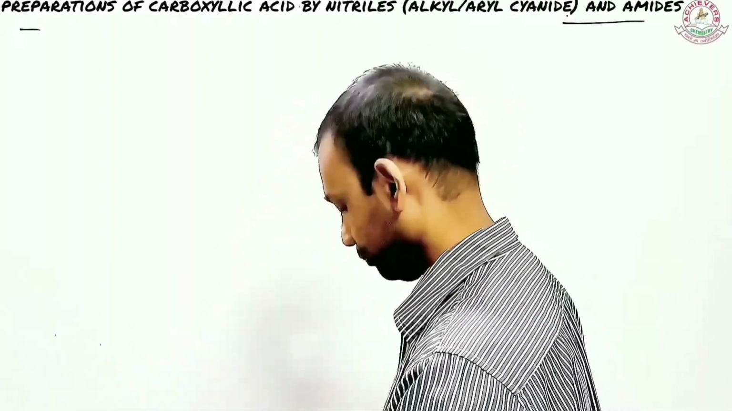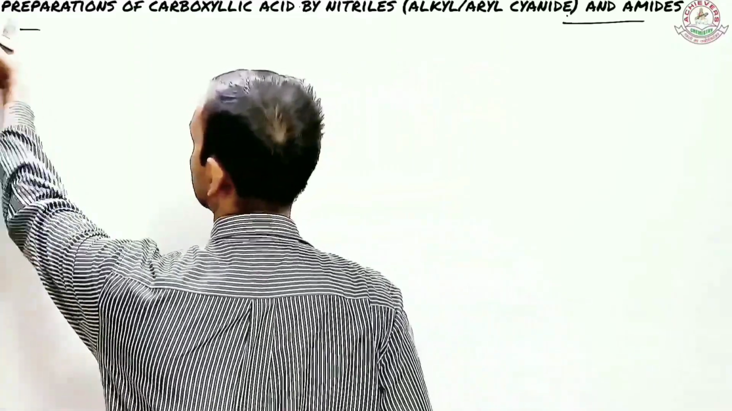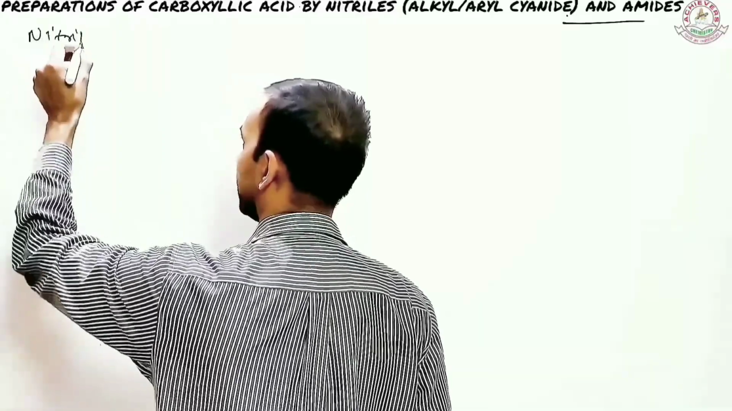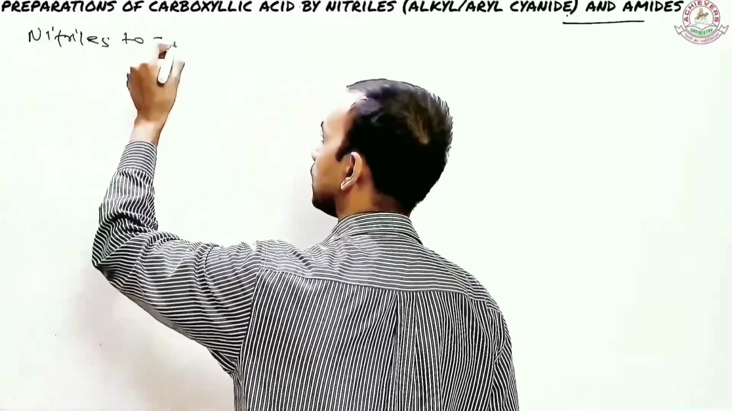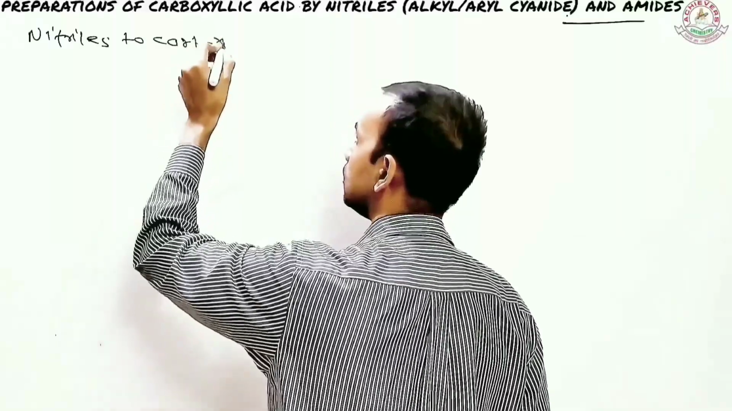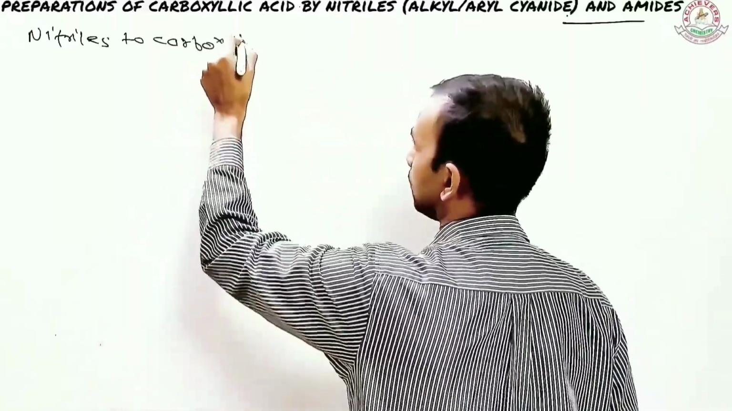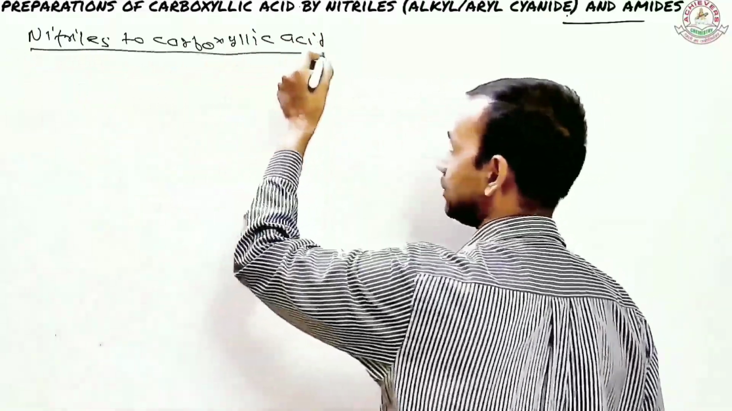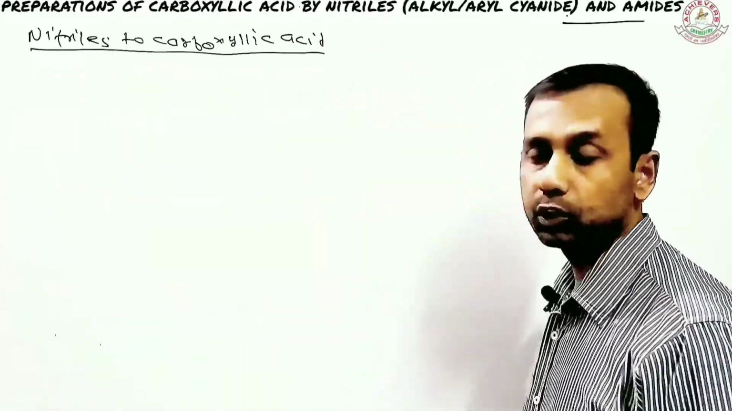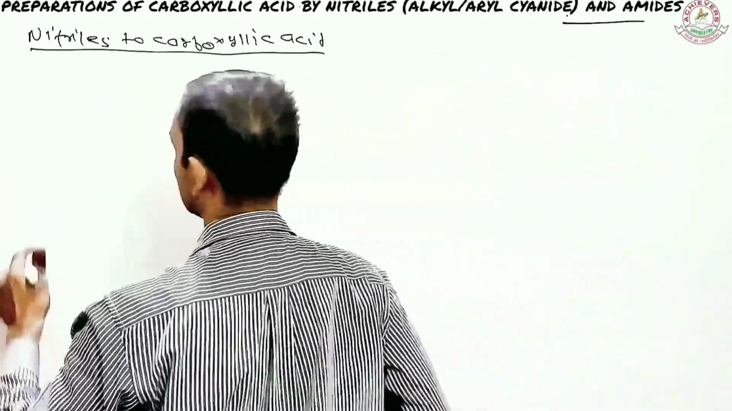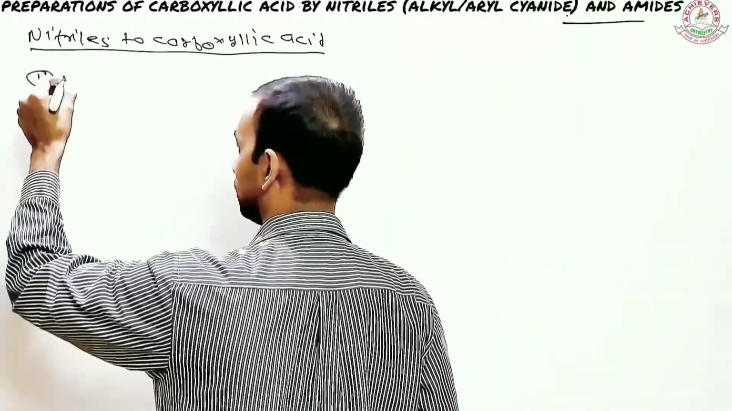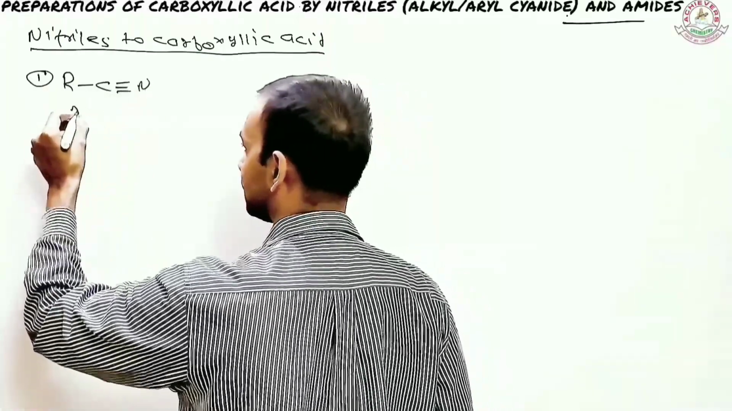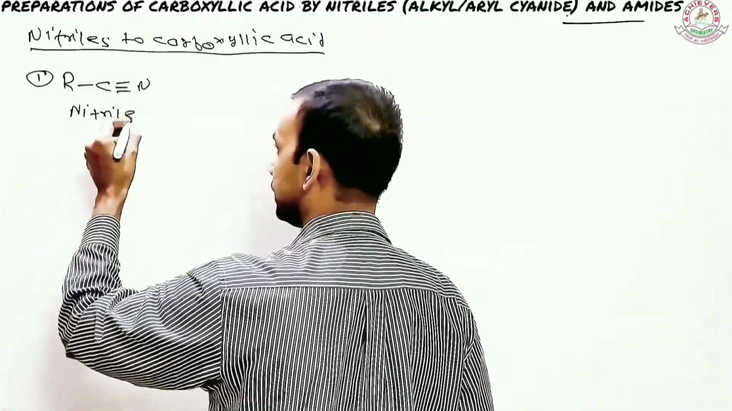So like I said, we have our very first topic, which is also a conversion: nitriles to carboxylic acid. You can consider this as a conversion, but you can also consider this as a preparation of carboxylic acid. So let's see how this happens. Let's take a very common example, where you have a nitrile. This is called nitrile. You also call it alkyl cyanide.